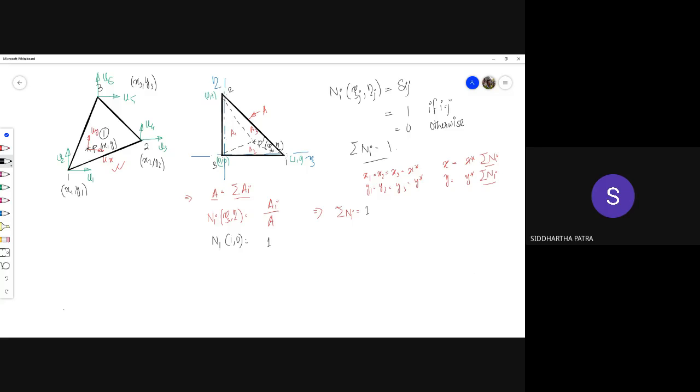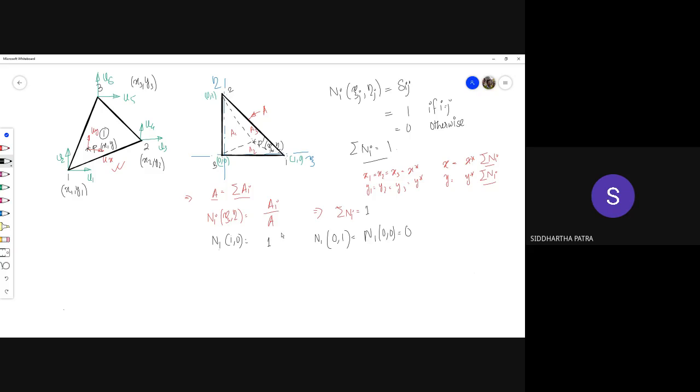Now if I bring this point P prime either to node 2 or to node 3, or for that matter anywhere on the line 2 3, what would be the size of A1? A1 should be 0, right? So N1 at 0, 1 equals N1 at 0, 0 equals 0. And you can check that if I define the shape functions like this, that is true for each and every shape function.